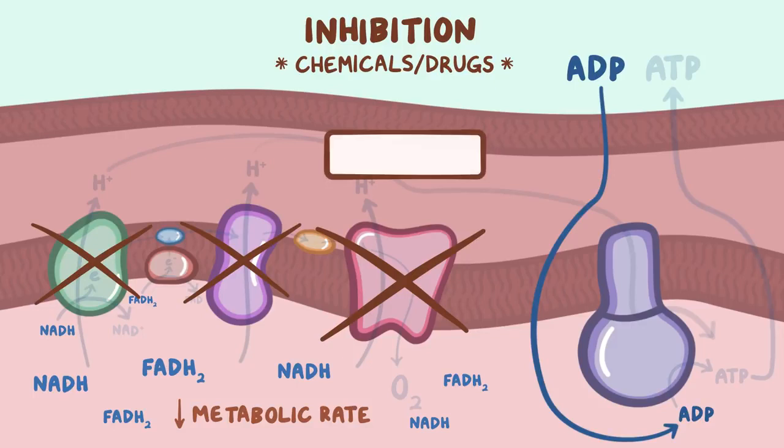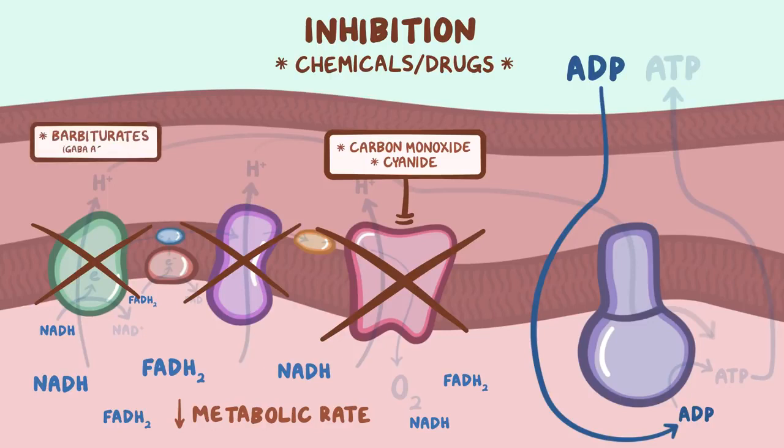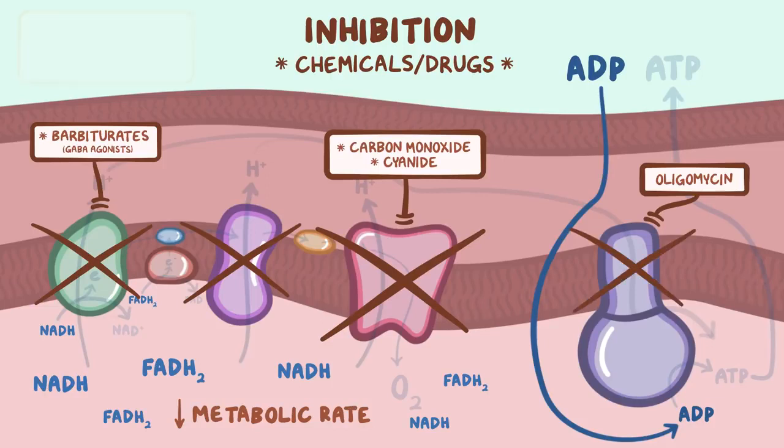Examples of inhibiting agents include carbon monoxide and cyanide, both of which inhibit complex 4 of the electron transport chain. Barbiturates, which are GABA agonists that can be effective for seizure disorders, inhibit complex 1 at high doses. Oligomycin, which is an antibiotic too toxic for human use, inhibits the F0 component of ATP synthase.